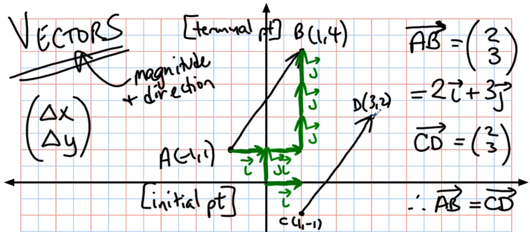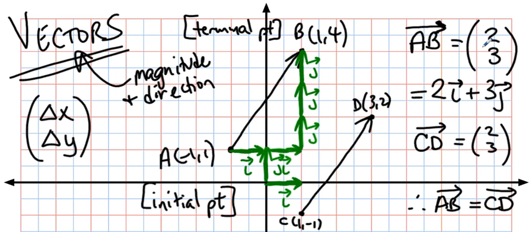Okay, one more thing before I hit next page. How could we know what this vector is in component form? Well, where did this 2 come from? This 2 came from subtracting that 1 and that negative 1, 1 minus negative 1. That's your change in x. Similarly, we could have subtracted 3 minus 1 and gotten 2.